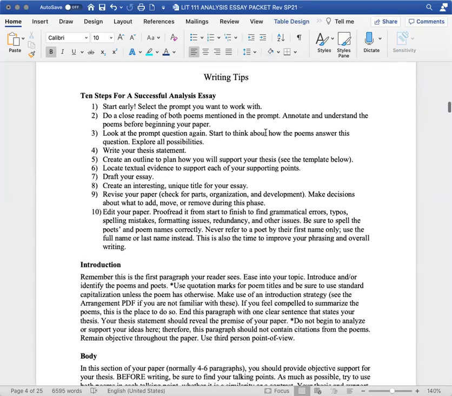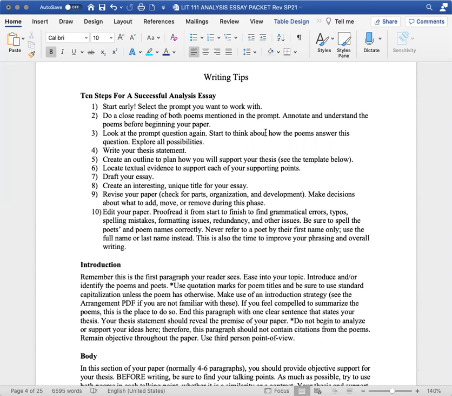So, tips. Follow these 10 steps and you will have a successful analysis essay. All right, I'm starting to get my loopy, tired energies kicking in. So 10 steps. Start early. Like I said, select the prompt that you want to work with, do a close reading of the poems, and annotate the heck out of them. Make sure that you understand those poems before you begin your paper.